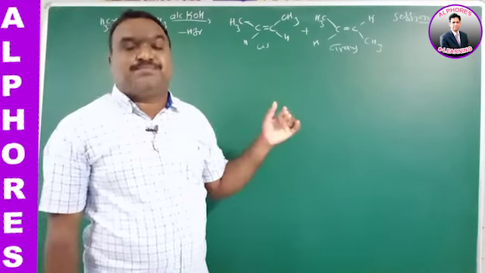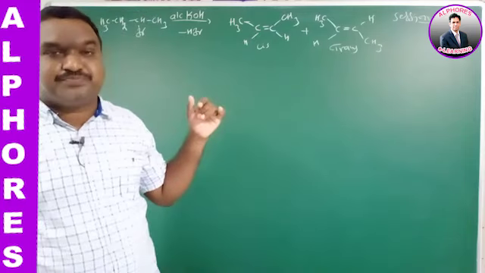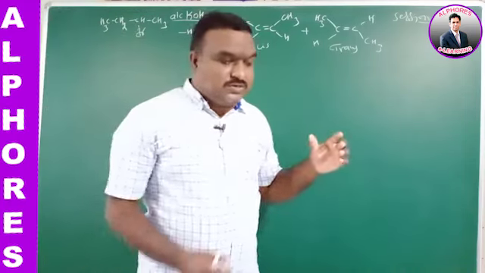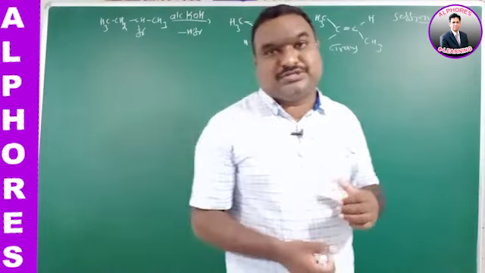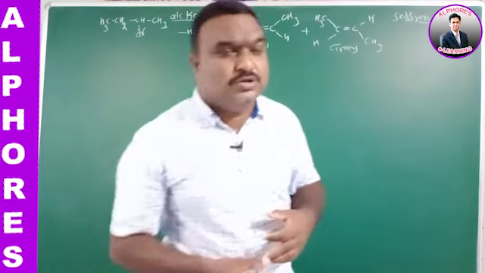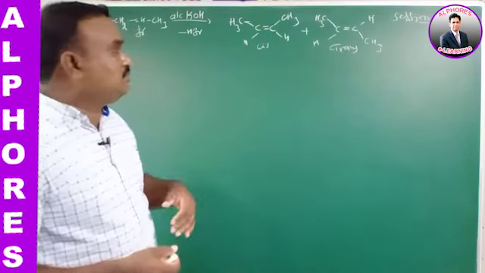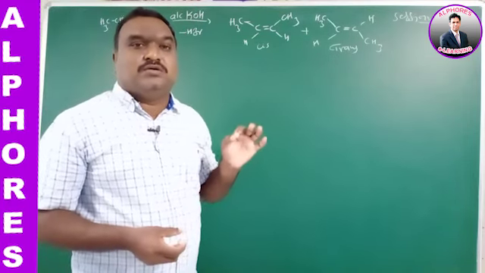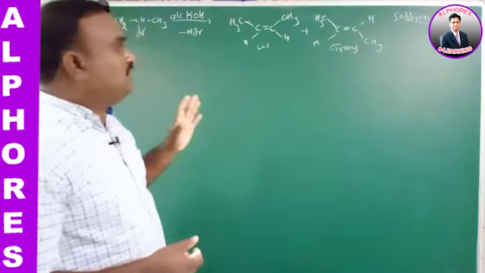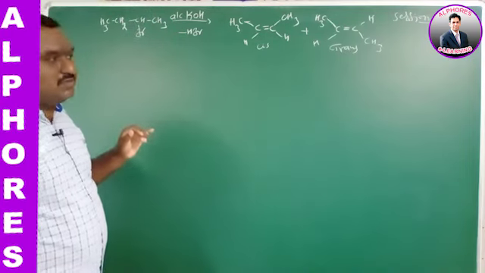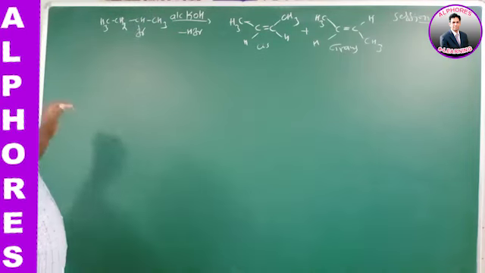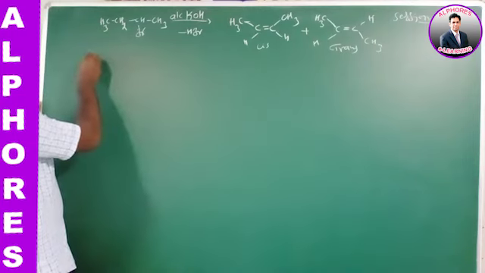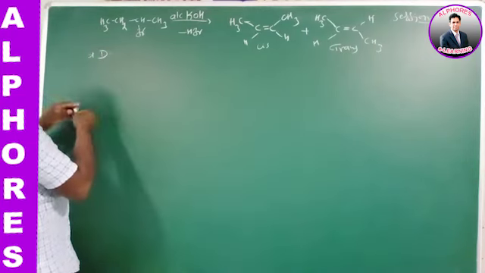We can explain the properties of these compounds. Why? Because the trans compound has a closer structure when compared to the cis compound. Due to that reason, if they ask which is the major product, we have to say that trans is the major compound in this case. Trans is the major compound.